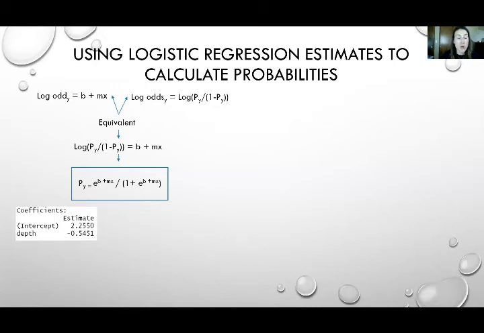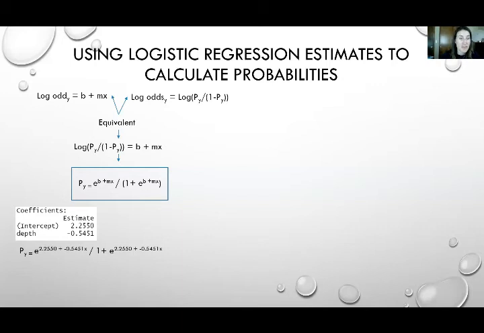So recall, here are our parameter estimates that we got in R using the summary code. And so we know that we have an intercept of 2.3-ish and a slope for depth of minus 0.54-ish. So now let's plug those values into our equation.